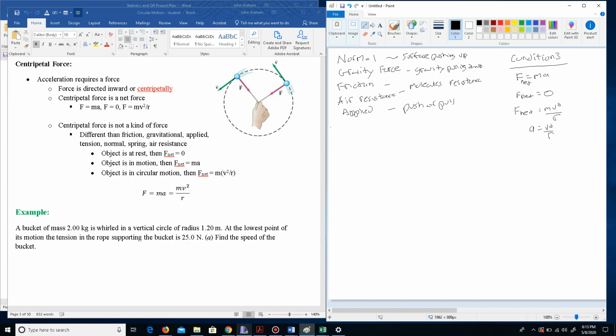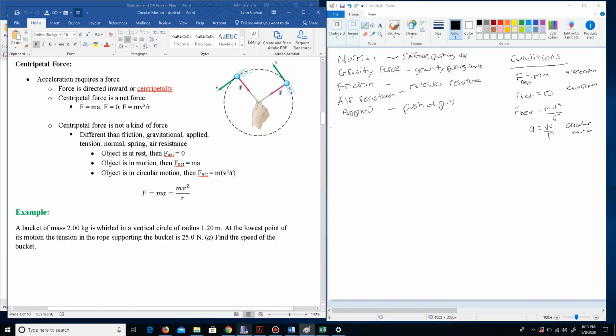Basically, what you're looking for at this point is either acceleration here, equilibrium here, or circular motion here. And that's how you know which ones to use and when.